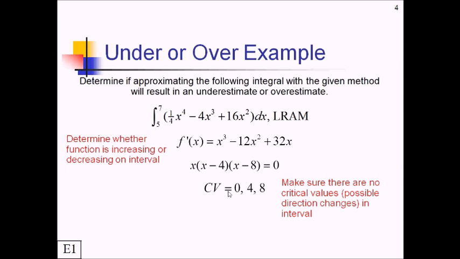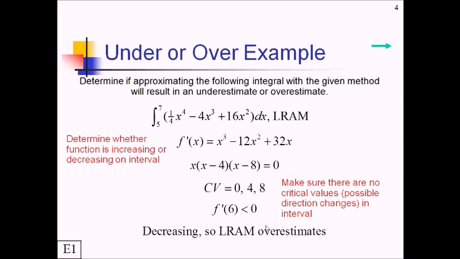If we plug 6 in to the derivative here, that's going to be a positive times a negative, so that whole thing will come out to less than 0, negative. That means we are decreasing on this interval. And you might remember from before, if you are decreasing, LRAM is going to overestimate that. So this one is overestimating.